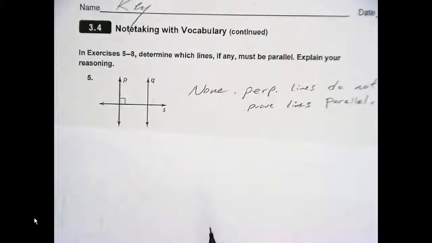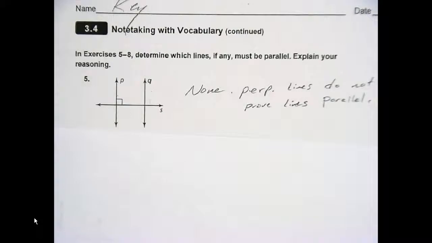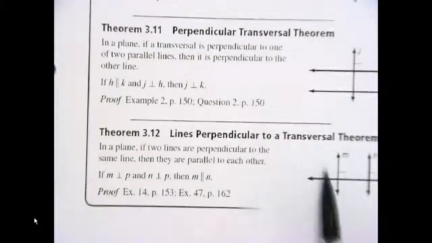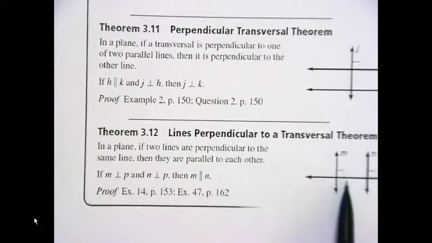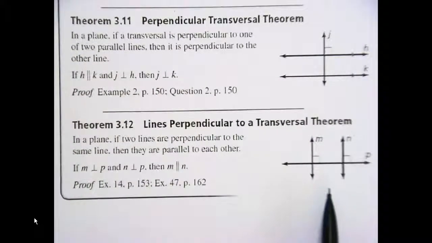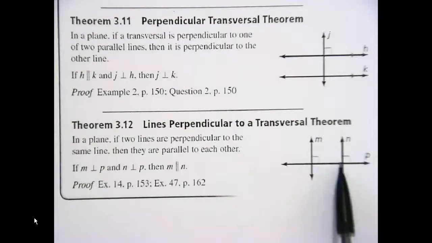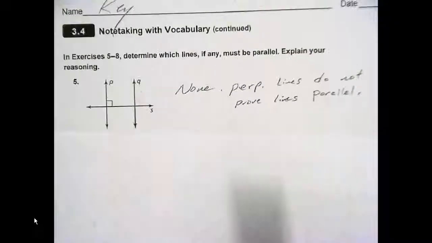Now, they're not marked parallel. We don't know they're parallel. We're trying to prove they're parallel. Therefore, in order to do that, we would have to use that other theorem, the lines perpendicular to a transversal theorem, which says in a plane, if two lines are perpendicular to the same line, then those lines are parallel. So we'd have to see the other right angle marking.